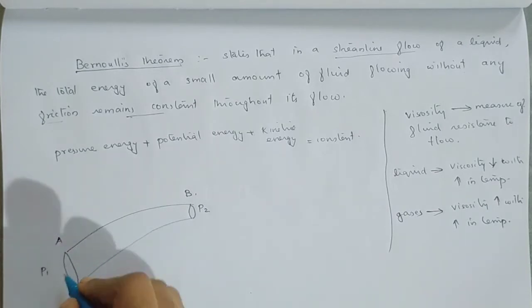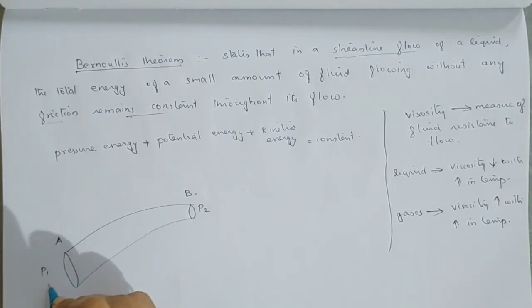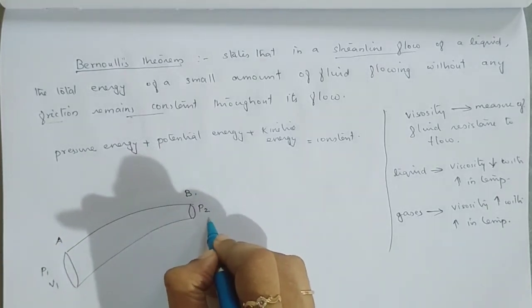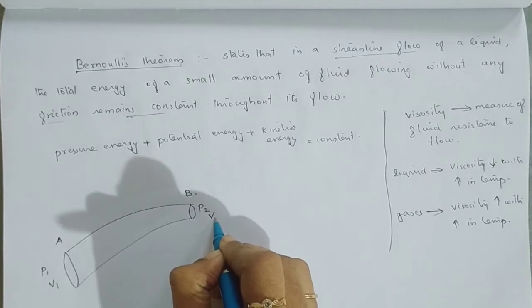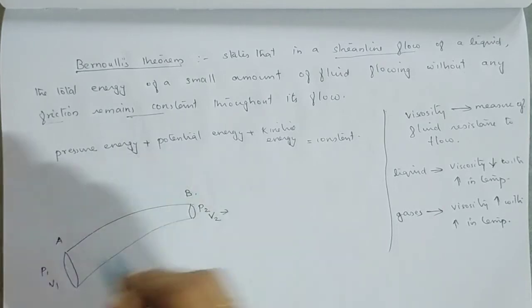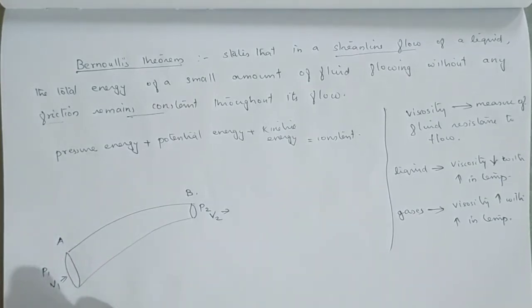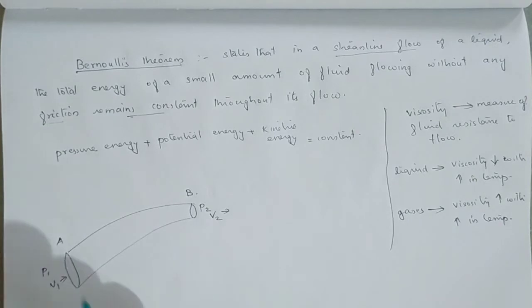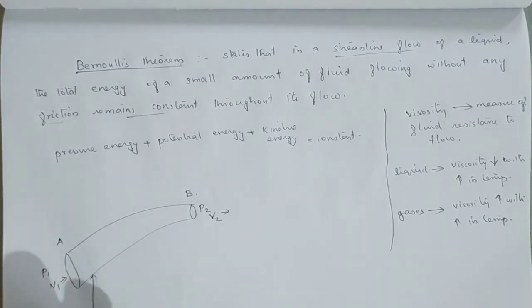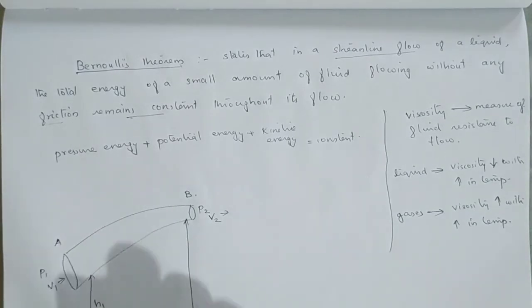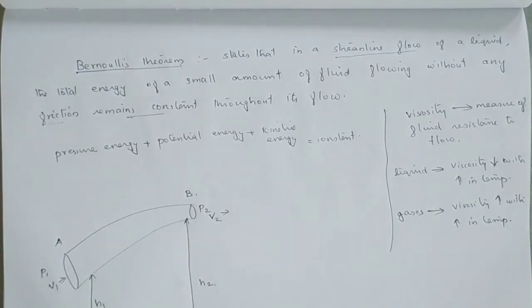The fluid molecules flow with velocity v1, whereas at the end B the liquid flows with velocity v2. Height at this end is h1, and height here is h2.